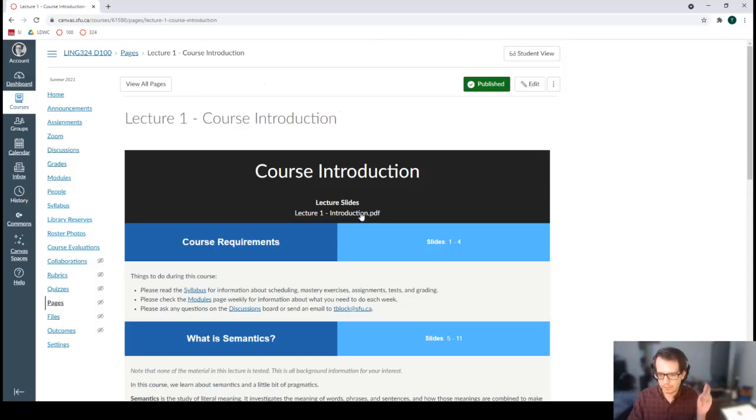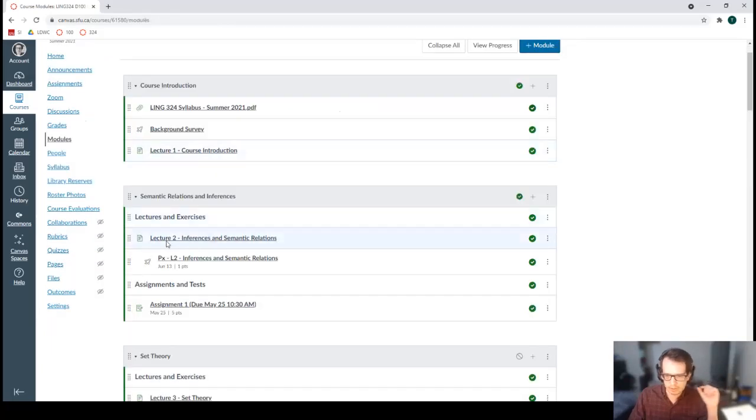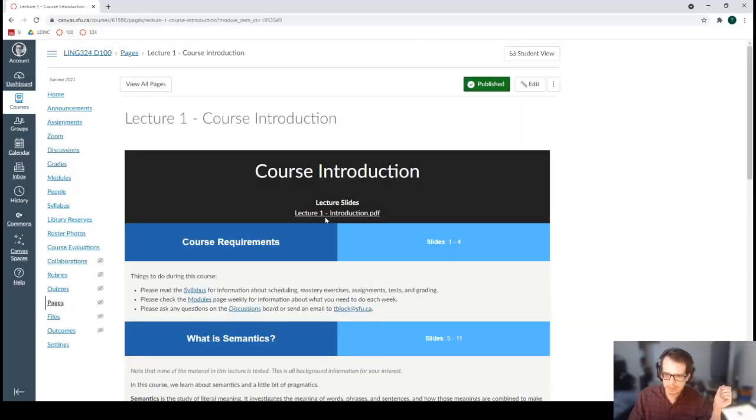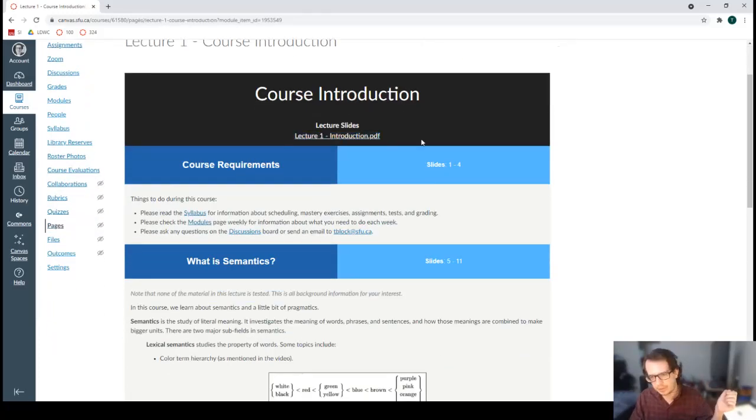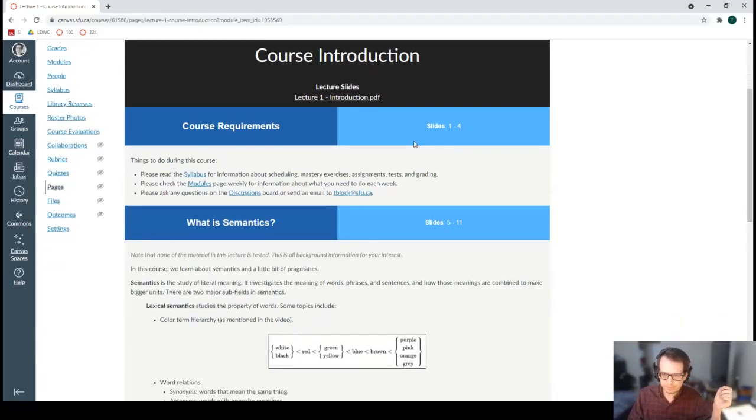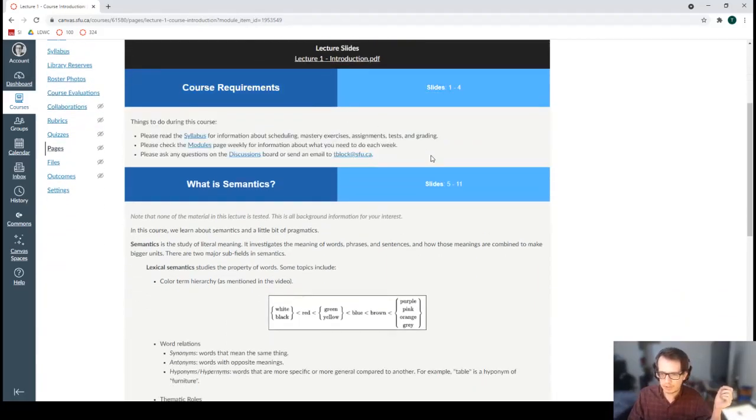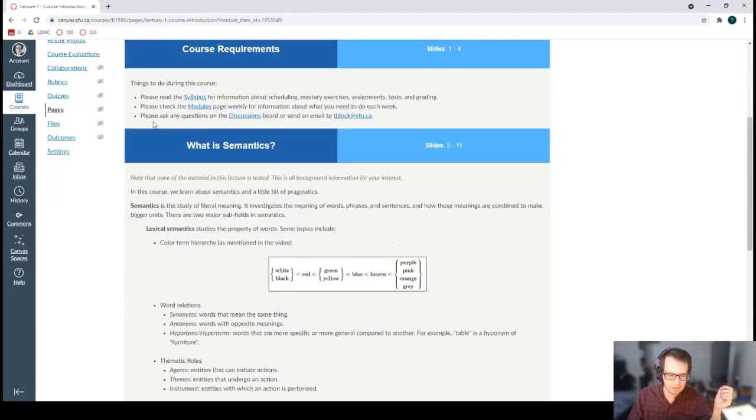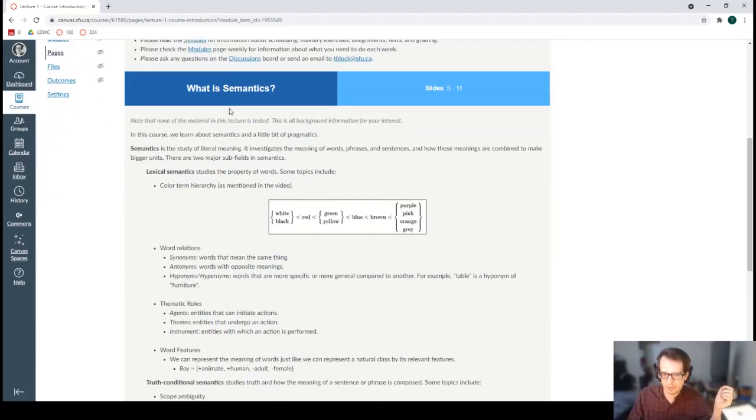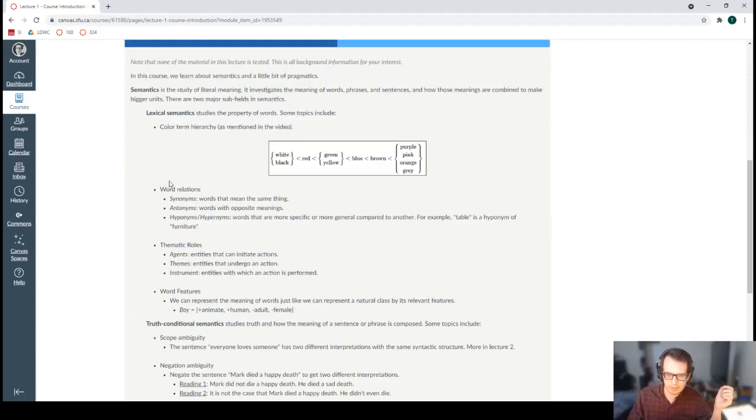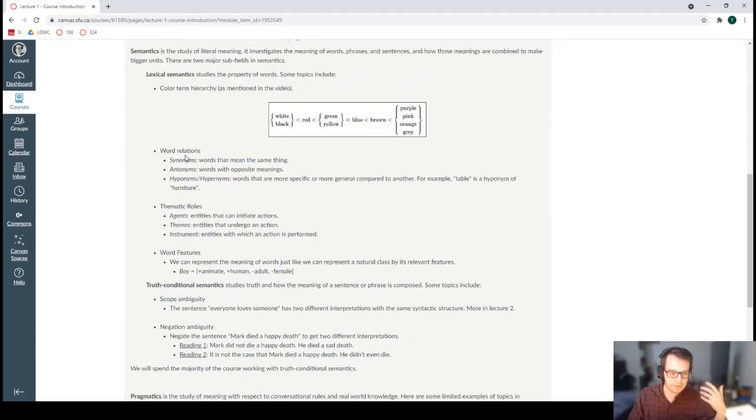So on the lecture pages, and these are on modules 2, I'll just show you. So lecture 1, course introduction, lecture 2, inferences and semantic relations. If you click on one of these, you'll see the lecture slides on the top where you can download those. And then I break each lecture slide into different components. And on those components, there's usually a summary with some new examples and re-explanations of everything in the slides.